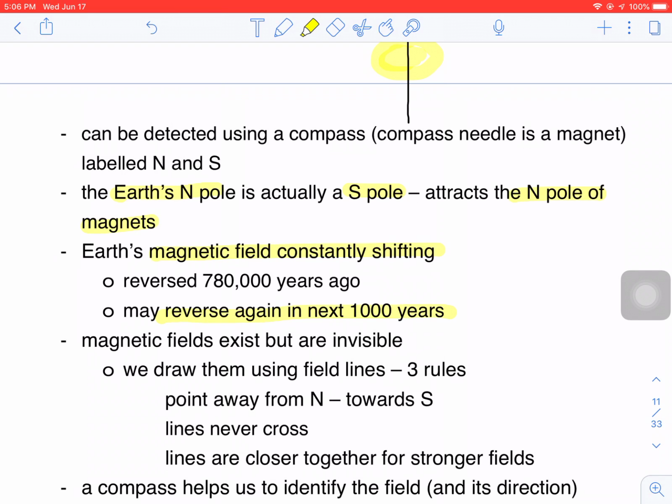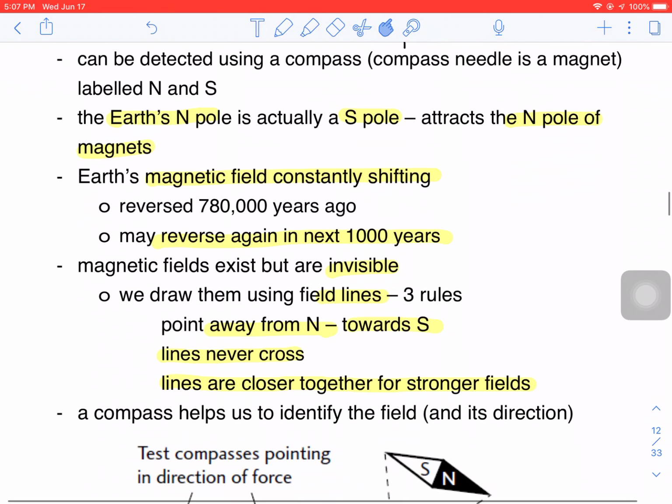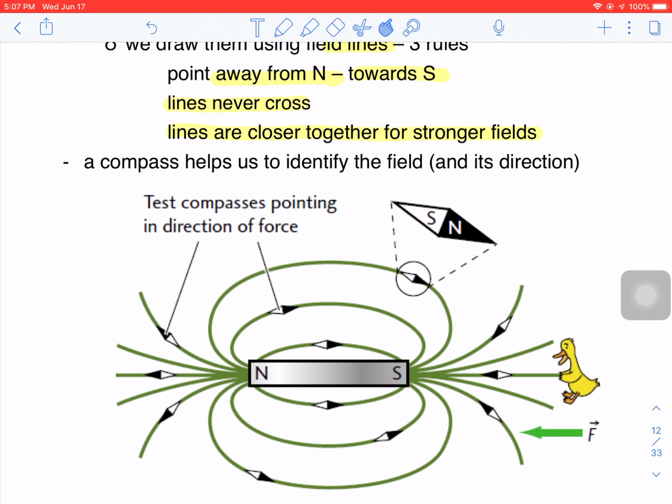Just like a gravitational field, the magnetic field is invisible, right? We typically draw fields using what we call field lines, and the field lines always have three basic rules. Field lines always point away from north towards south. You're going to see that when we come to chapter 17. Away from north and towards south. Field lines will never cross each other, and the closer I put the lines together, the stronger the strength of that field. Okay, so let's move down here.